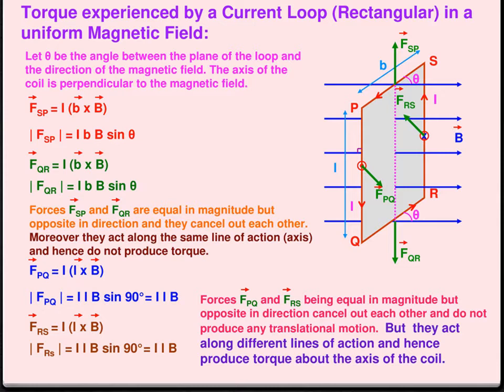Finally, we will get the answer. Tau is equal to NIAB sin theta, where N is the number of turns, I is the current, and B is the magnitude of the magnetic field, A is the area. So there is a special case if we apply theta equal to 90 degrees, theta equal to 0 degrees or 180 degrees. So these are the things, children.